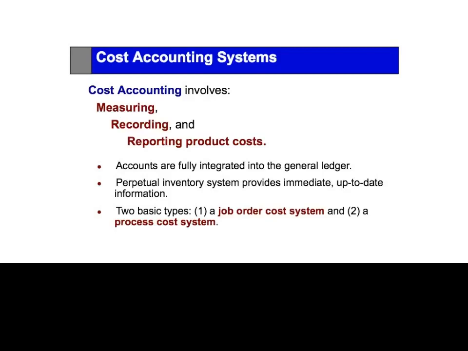We now look at cost accounting systems. Cost accounting involves the measuring, recording, and reporting of the product costs. These costs are accumulated and integrated into the general ledger. There are two types of cost accounting systems: the job order costing system and the process costing system. There are different systems because there are different production methods.